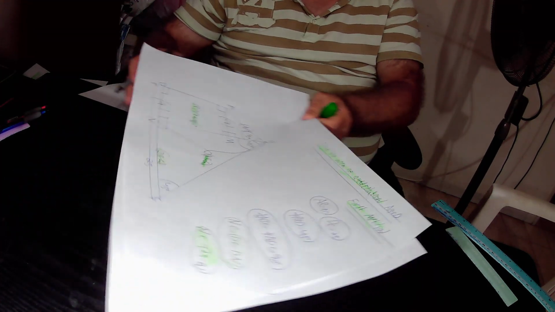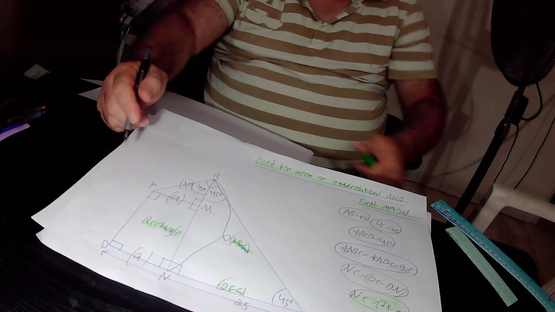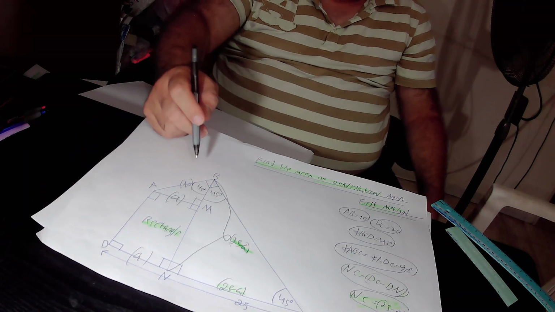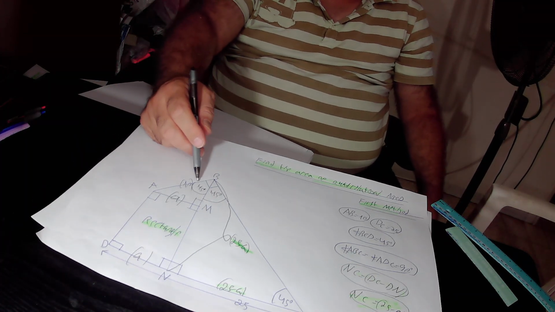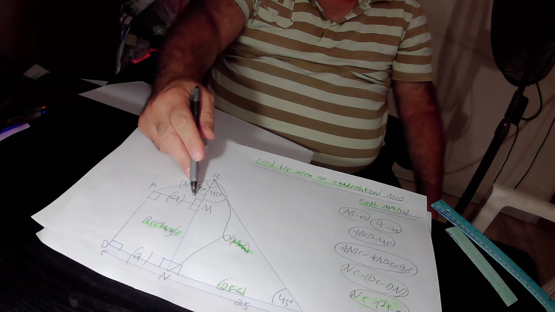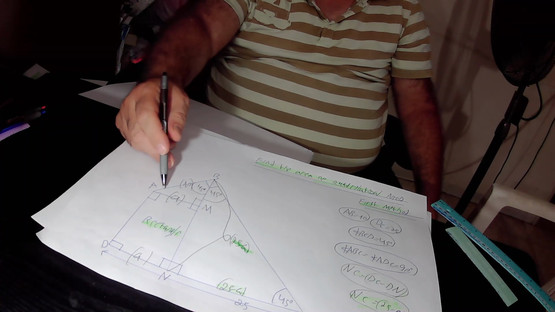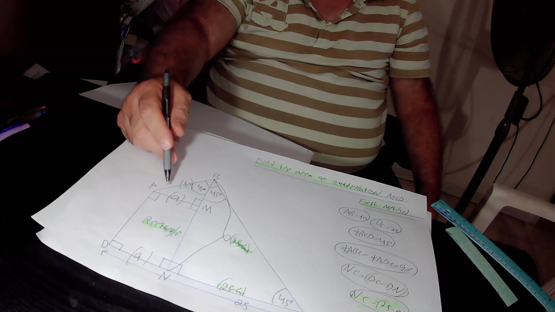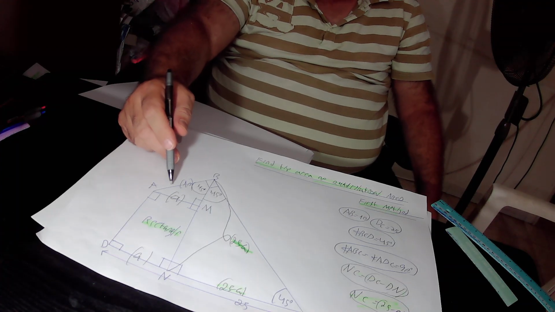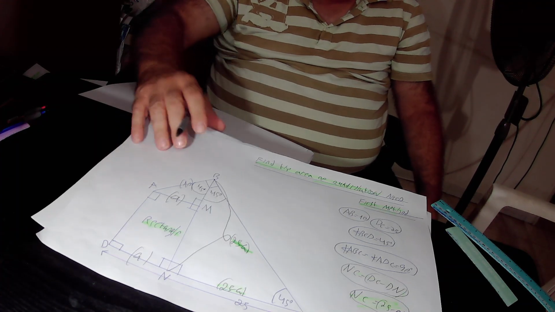In the small right triangle ABM, this angle equals 45 degrees, this angle equals 90 degrees, and therefore this furthest angle must be equal to 45 degrees in its size, according to the rule that the sum of the angles in the triangle is equal to 180 degrees.